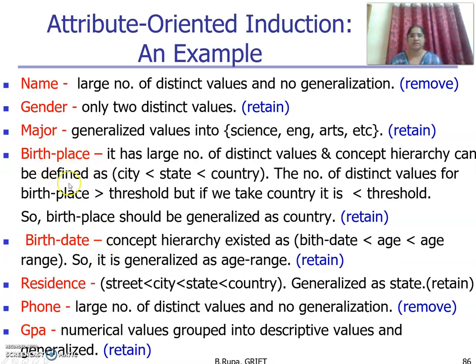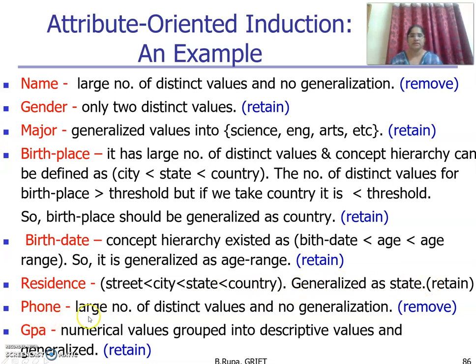For birth date, the concept hierarchy exists as date, age range, so it is generalized as age range. Instead of taking it as a birth date, we can generalize it to age range, so we retain this attribute. And for residence, the concept hierarchy is street, city, state, and country. It is generalized to state, and we can retain this one.